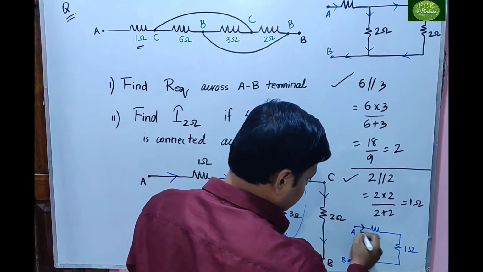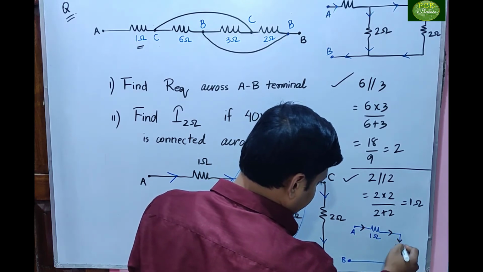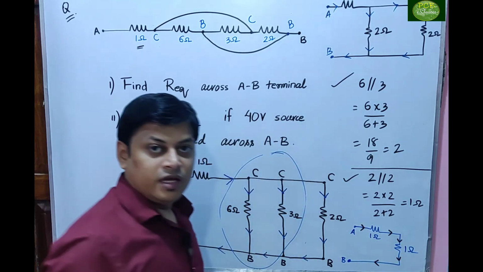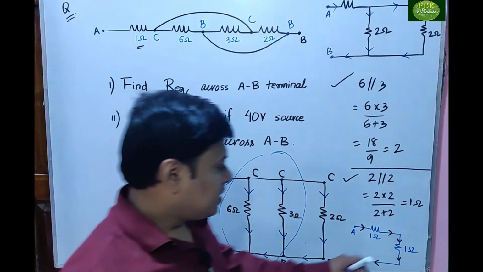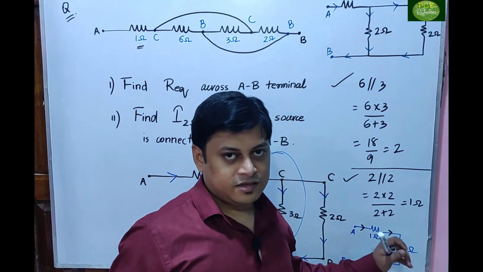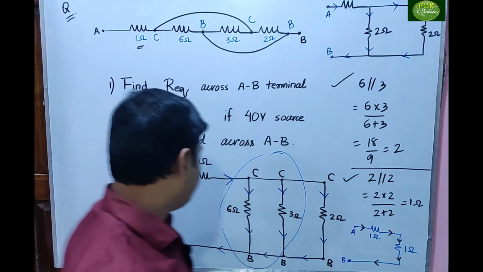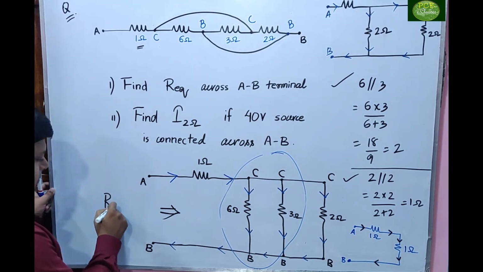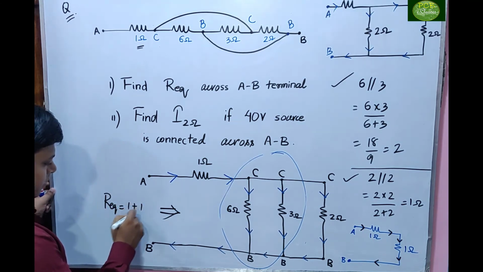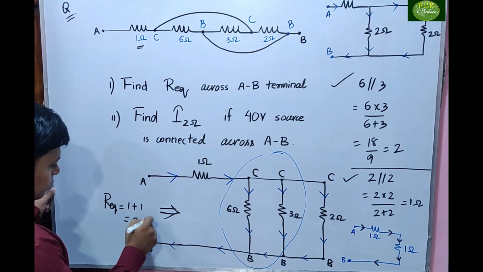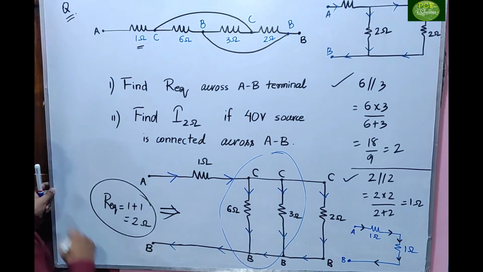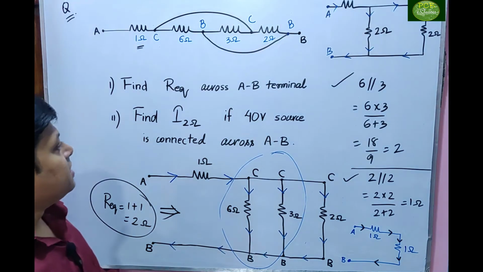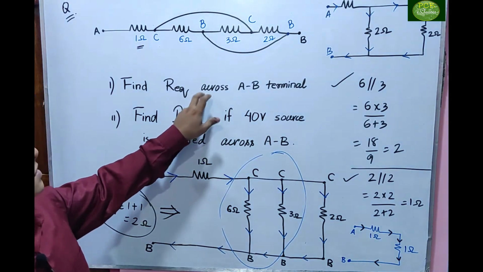Current enters in this way. Current flowing in this 1 ohm and this 1 ohm is same. So can I say these two are in series? Yes. So if it is series, what will be the R equivalent written? R equivalent will be equal to 1 plus 1, that is equal to 2 ohm. Fine. This is the answer for the first bit.